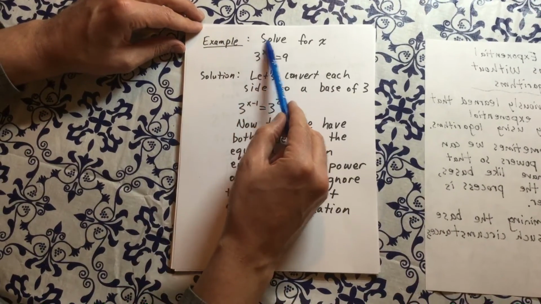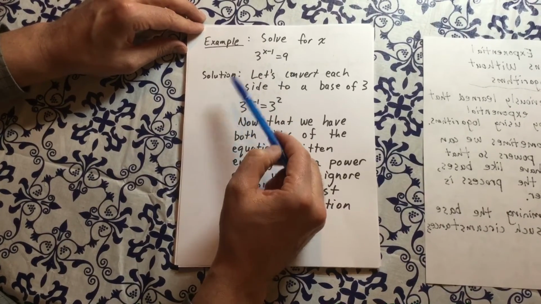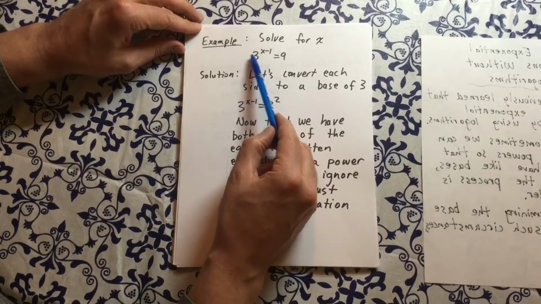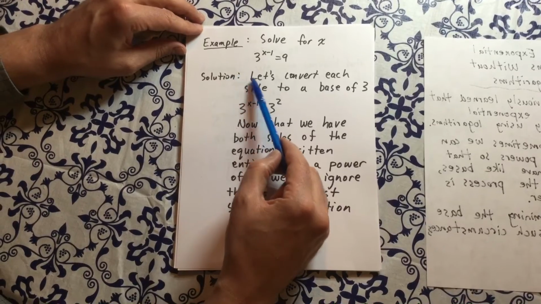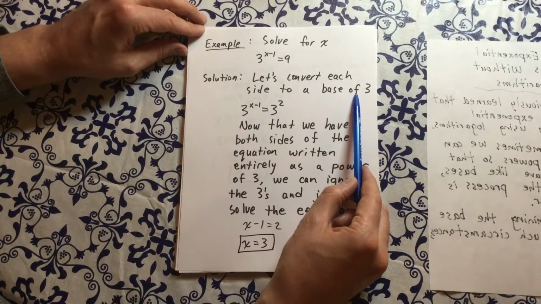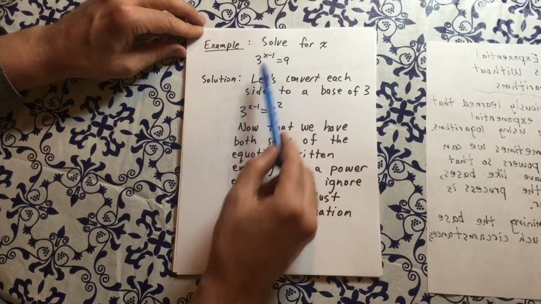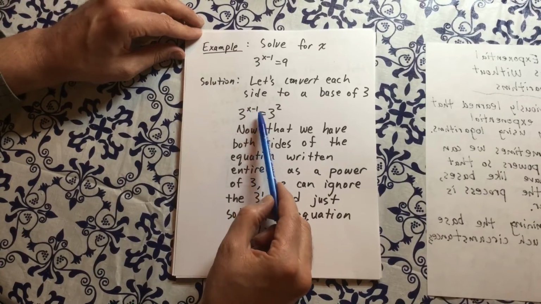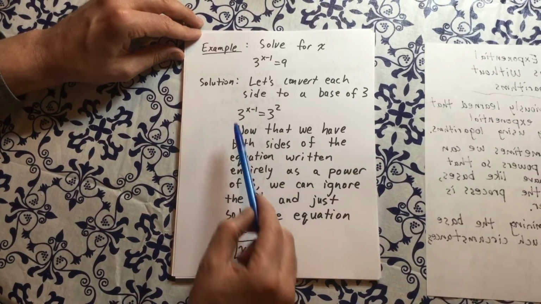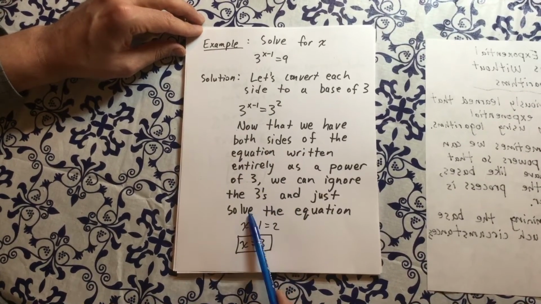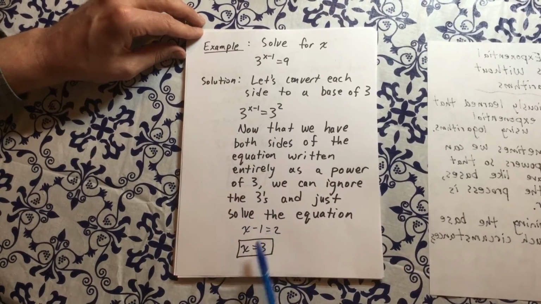So here's our first example. Solve for x. The equation is 3 to the exponent x minus 1 equals 9. Well, rather than trying to convert 3 into a base of 9, let's convert 9 into a base of 3. And that's what I meant when I said think small. So let's convert each side to a base of 3. We know 9 is equal to 3 to the exponent 2, and we don't even have to convert on the left-hand side, so we get 3 to the x minus 1 equals 3 to the 2. Now that we have both sides of the equation written entirely as a power of 3, we can ignore the 3's and just solve the equation. So ignoring the 3's, we see x minus 1 equals 2, and therefore x equals 3.